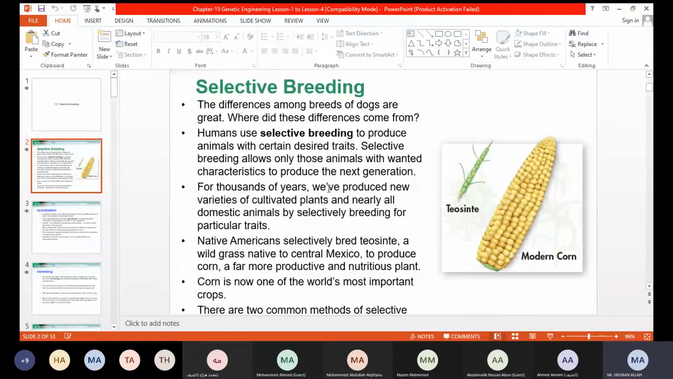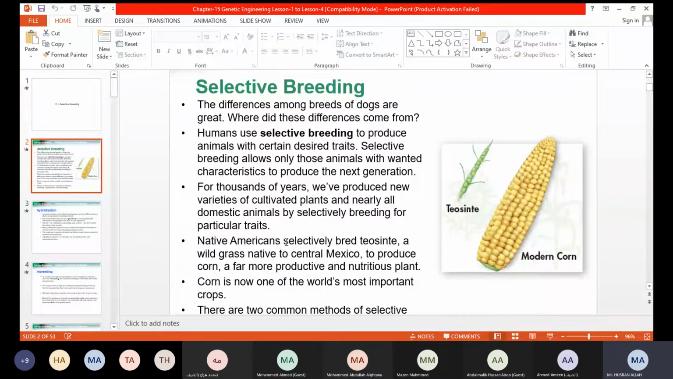For thousands of years, we have been producing new varieties of cultivated plants and nearly all domestic animals by selective breeding for particular traits. Let's suppose you have two organisms of the same species, and each has some best characteristics. One has two good characteristics, and another has two good characteristics. You want to mix both of them so that all four characteristics in the coming organism are the best.